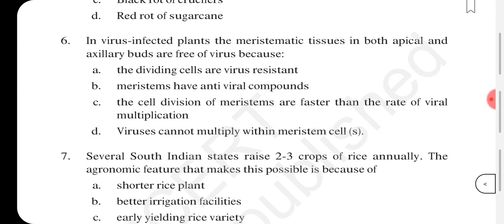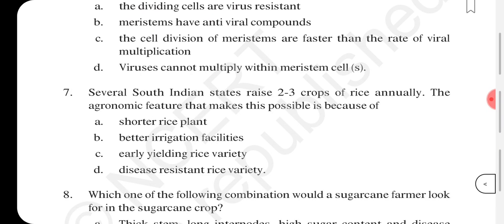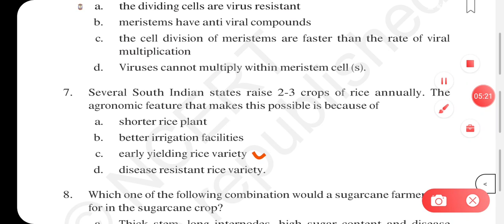Moving on to the next one. Several South Indian states raise 2 to 3 crops of rice annually. The agronomic feature that makes this possible is shorter rice plant, better irrigation facilities, early yielding rice variety, or disease resistant rice variety? Here the answer will be early yielding rice variety. So several South Indian states are able to raise 2 to 3 crops of rice every year, annually, and the agronomic feature that makes it possible is the early yielding rice variety.